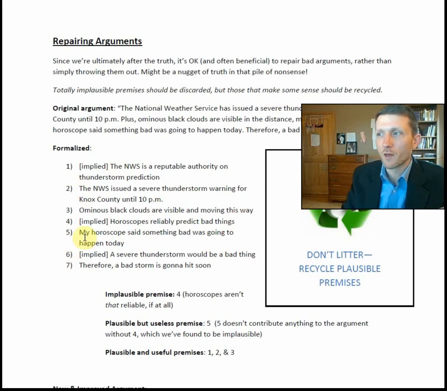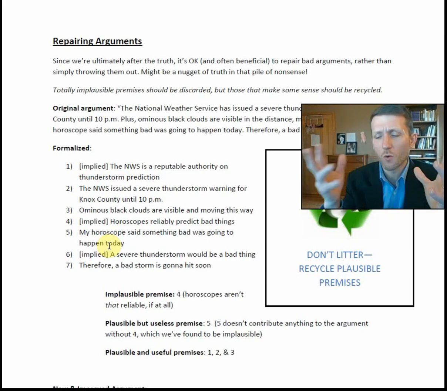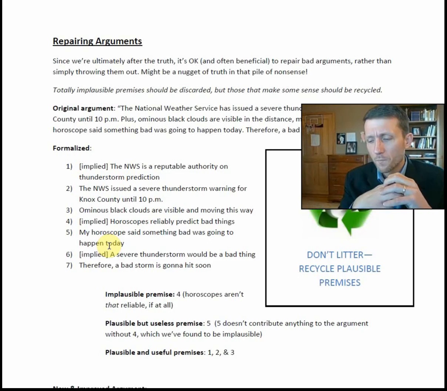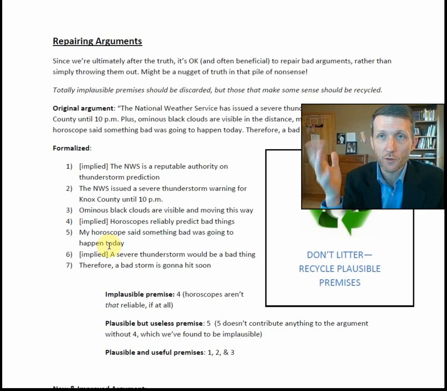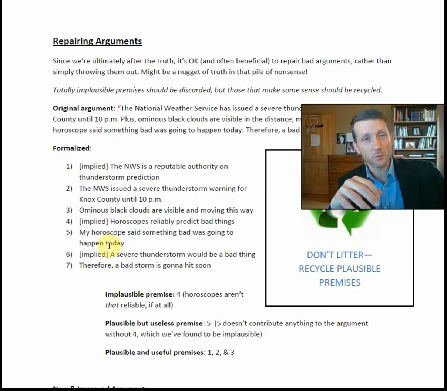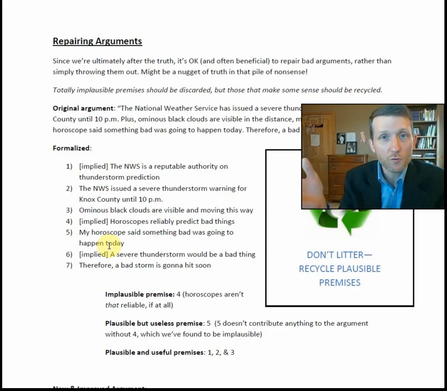Hopefully, the premise that my horoscope said something bad was going to happen today stood out to you as implausible, something that really doesn't contribute to the argument. Now, you might be tempted to throw out the entire argument and say, well, maybe it'll be sunny today. We don't know. However, you can just throw out that one premise and then come back and say, well, if the National Weather Service has predicted this terrible storm today, and if we actually see these black clouds coming in, we actually have good reason to think that there's going to be a bad storm today. And so we might go ahead and conclude that way.